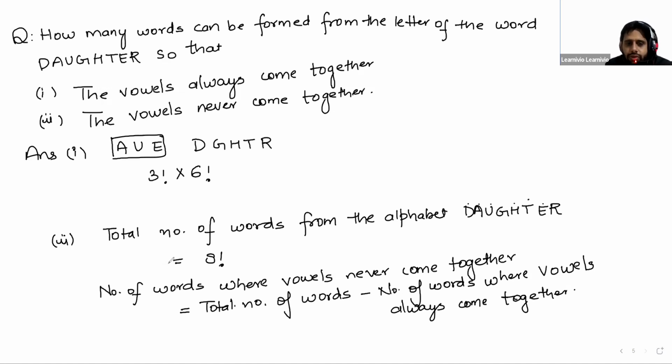So we will find an opposite way. We will find the total number of words, and from that we will subtract the number of words where vowels always come together. So that will give us the remaining words where the vowels never come together. Krishna, this is clear now? Yes. Okay, so the final answer will be 8 factorial minus 3 factorial, 6 factorial. Okay, this we have found just right now. This we have done in the part first.